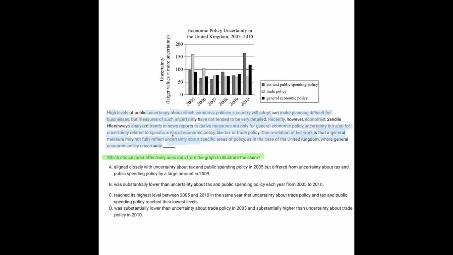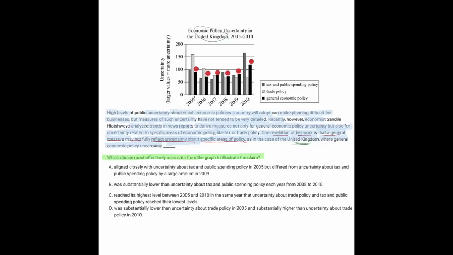So looking back through it, we're seeing that the revelation of her work is that a general measure may not fully reflect uncertainty about specific areas. And we're being told to use UK as an example of that, where the general measure is not really in line with specific areas. So this is all UK here. And the general measure is this bar right here, the darkest one. And we're seeing that that darkest one doesn't match the individual ones.